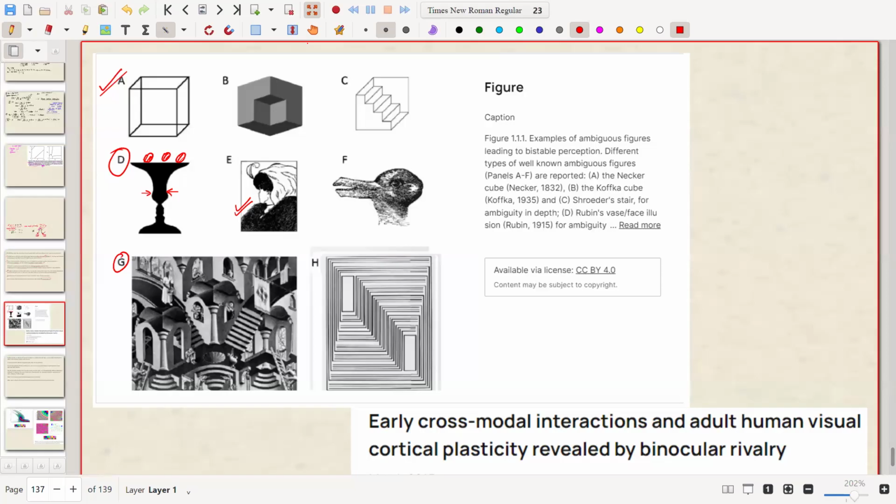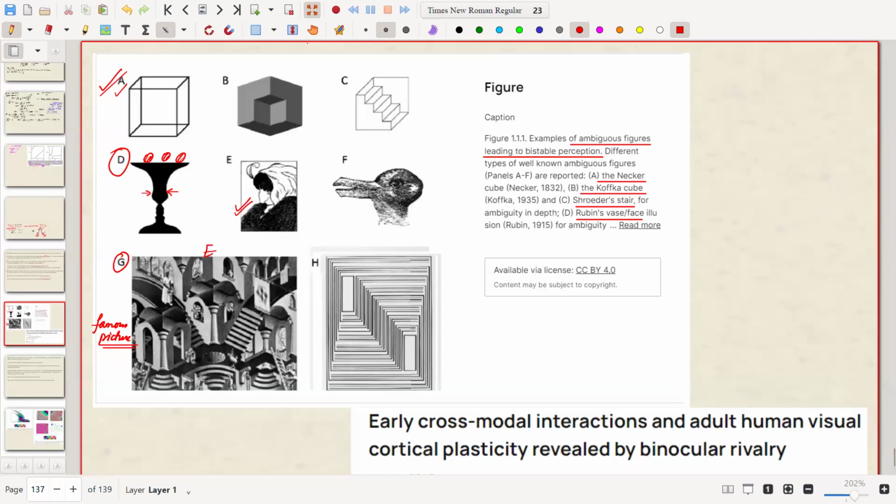These are special names, discovered by scientists already. These are examples of ambiguous figures leading to bistable perception. The first image, A, is known as the Necker cube. Part B is known as the Kafka cube. C is a stair, the Schroeder stair. D is Rubin's face and vase. I did not capture the others, but this is a famous picture. I don't remember the scientist's name.